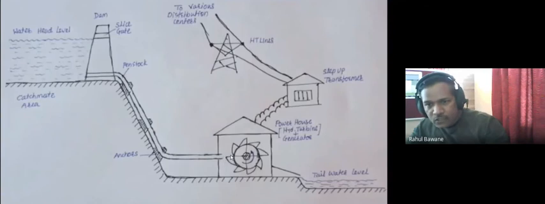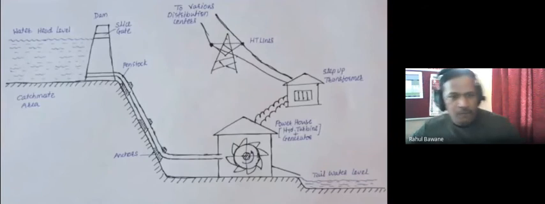The exhausted water, after the mechanical work obtained at the turbine, we leave into any lake or river, and that is called the tailwater level, so that it can be further utilized for domestic, industrial or agriculture purposes. Okay, now move ahead.